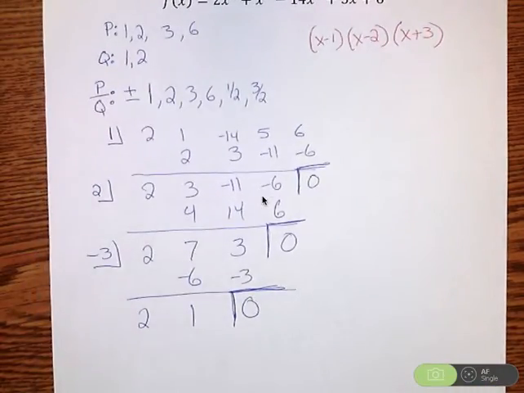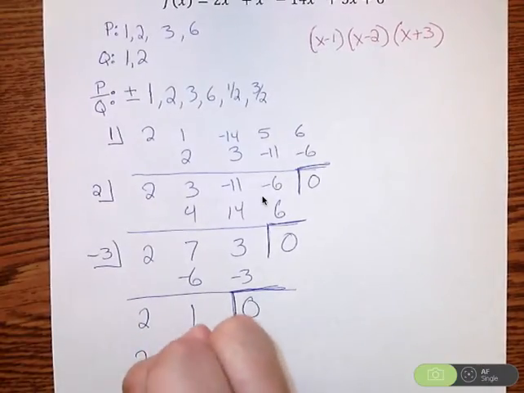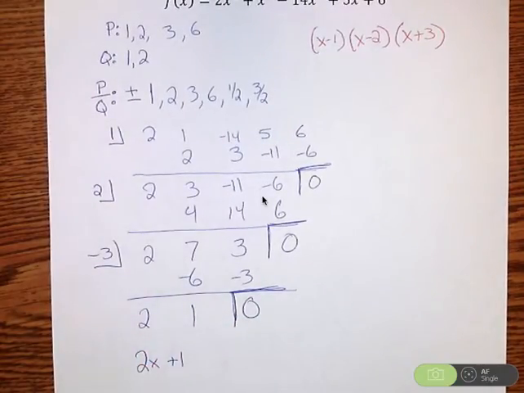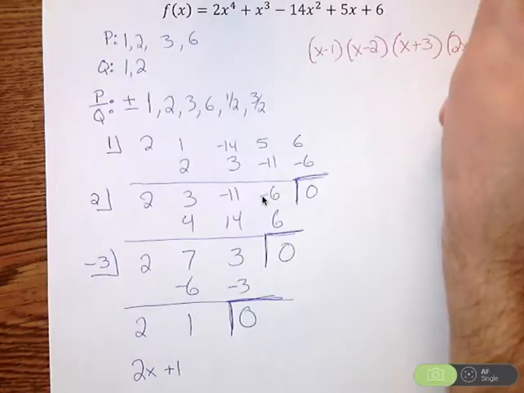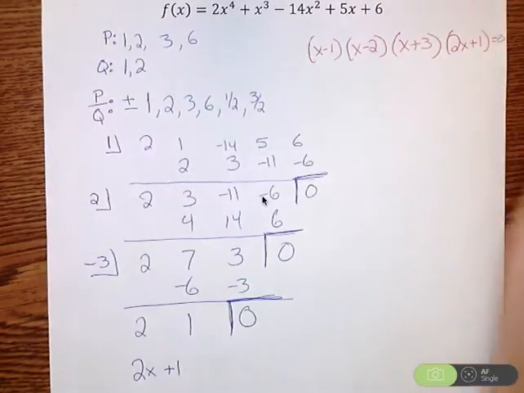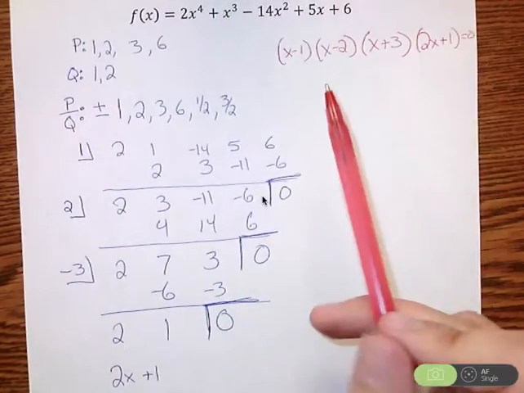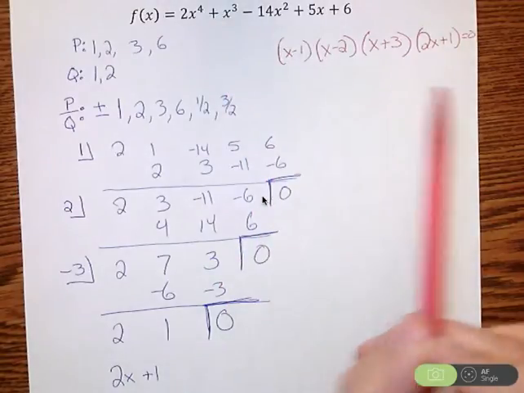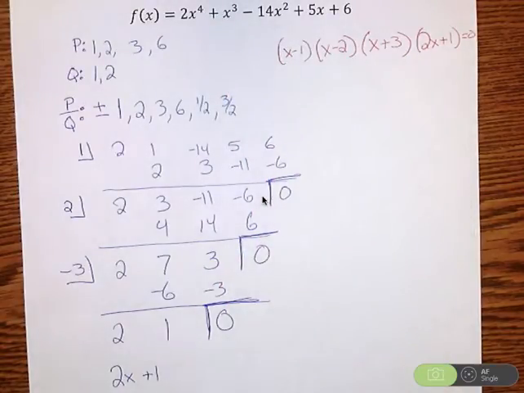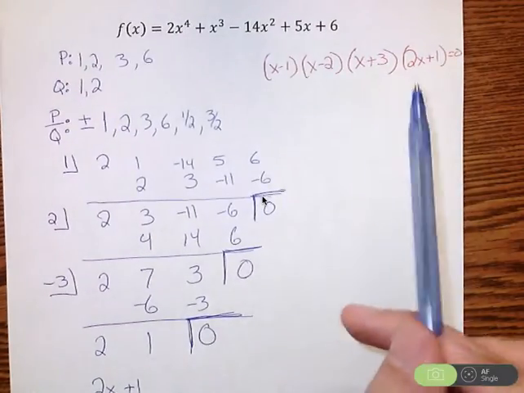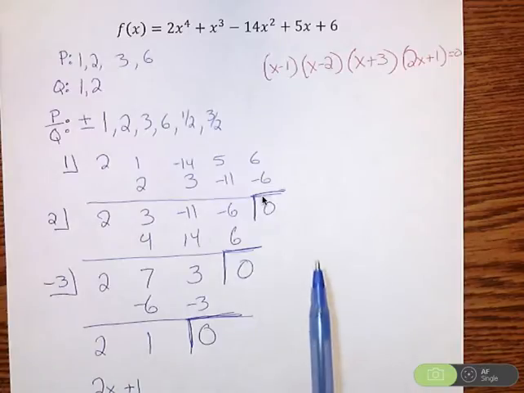So I'm down to 2 numbers. If I change this back to polynomial form, it's just going to be 2x plus 1. Well, 2x plus 1 is a completely factored piece. That is actually going to be my final factor here, 2x plus 1. So what I have up here is my polynomial completely factored out: x minus 1, x minus 2, x plus 3, and 2x plus 1. The only thing left to do is take every single factor, set them equal to 0, and solve.